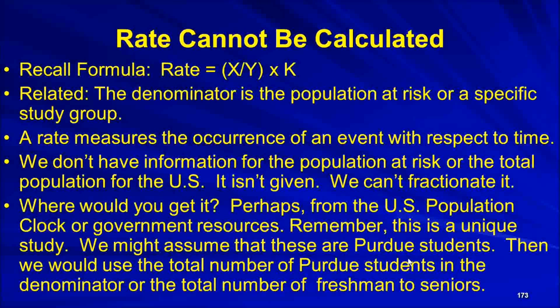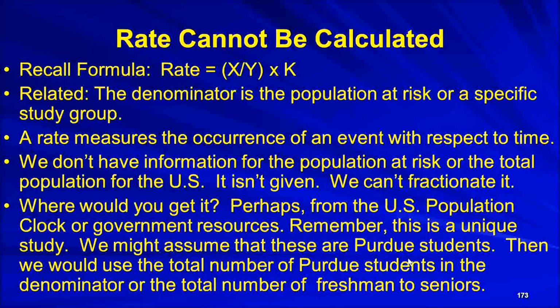Rate cannot be calculated. Recall the formula. The rate is x over y times k. Related, the denominator is the population at risk, or a specific study group, and we'll get to why we can't calculate it. A rate measures the occurrence of an event with respect to time. We don't have information for the population at risk or the total population for the U.S.